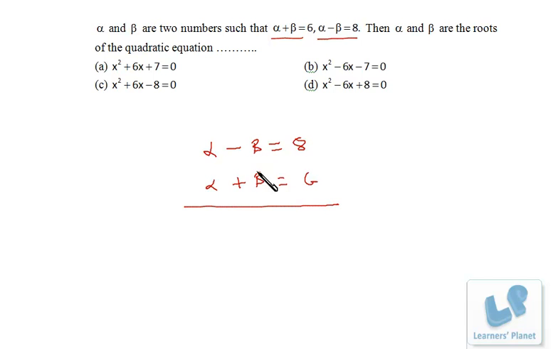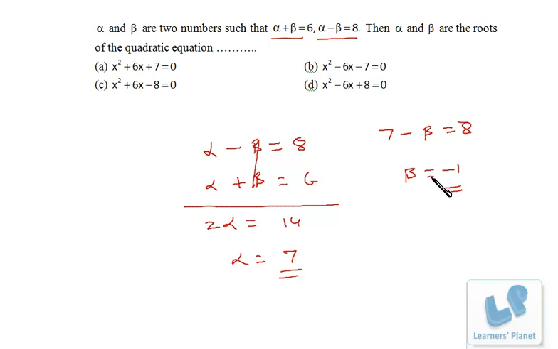So if we add both of them, we'll be getting 2 alpha is equal to 14, that means alpha is equal to 7. Now if I put the value of alpha in any of the equations, suppose in this, so 7 minus beta is equal to 8, that means beta is equal to minus 1, right? So we got the value of alpha and we got the value of beta.